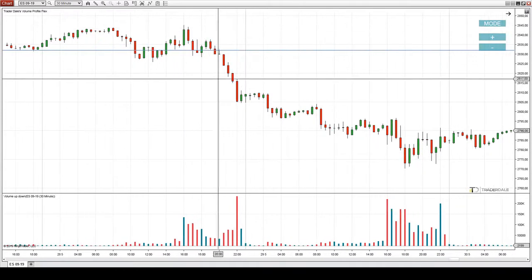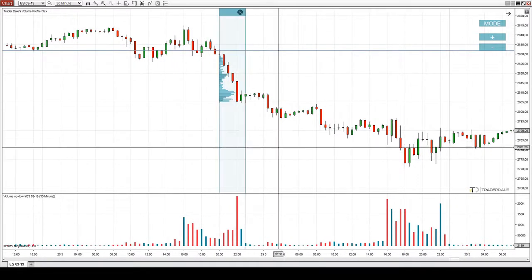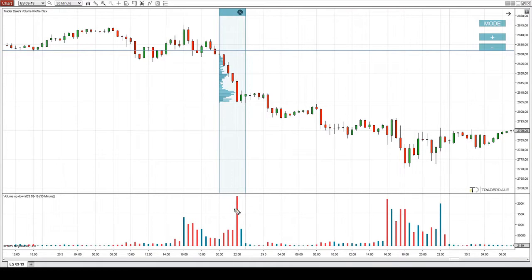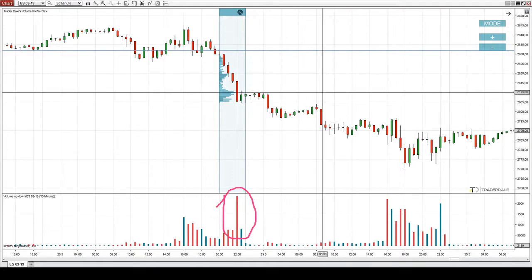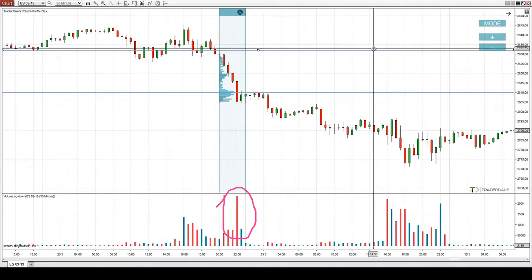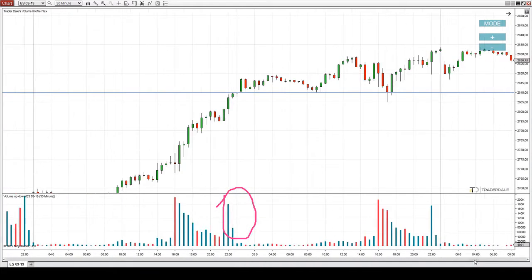Another significant volume spike. This one, with heaviest volumes in here. This one would be a loser. You would go short, but the price went upwards.